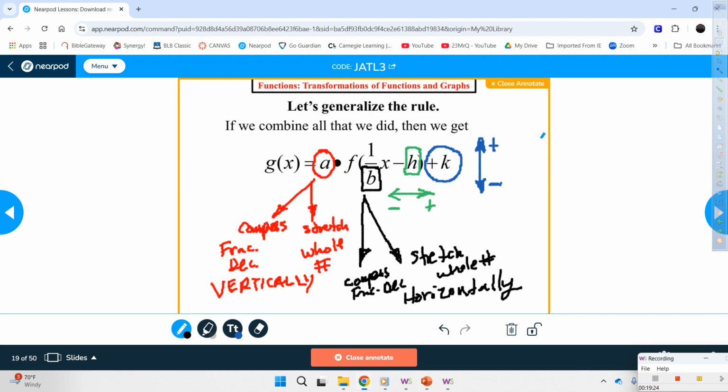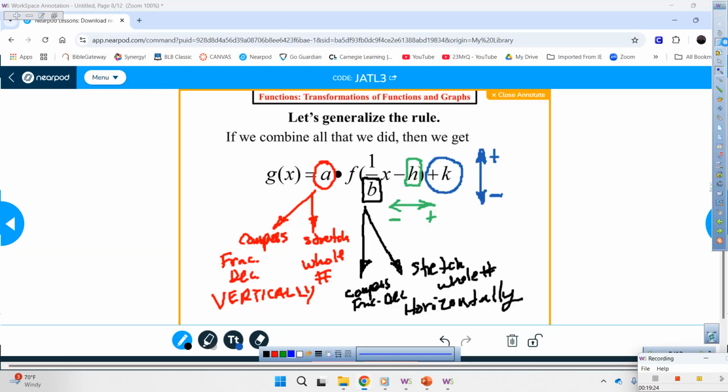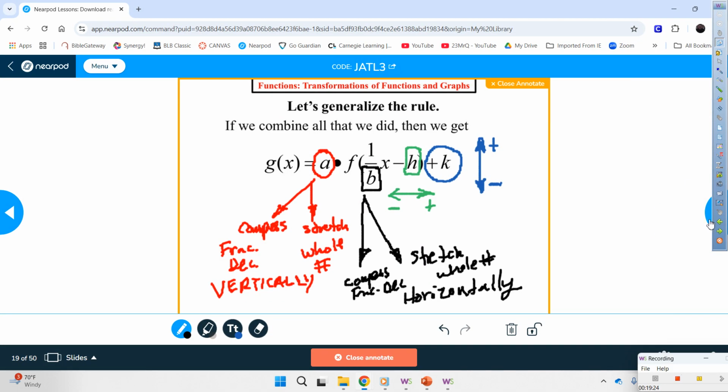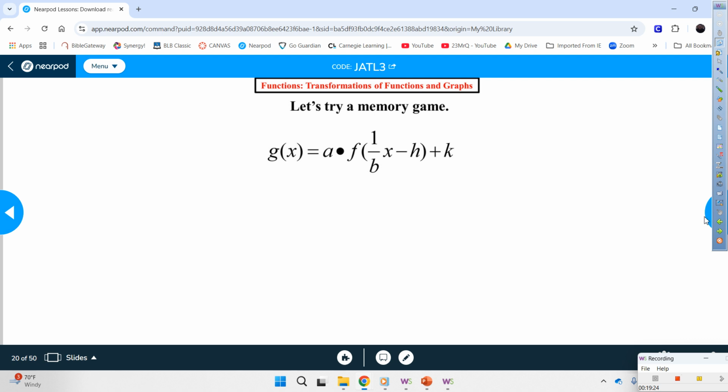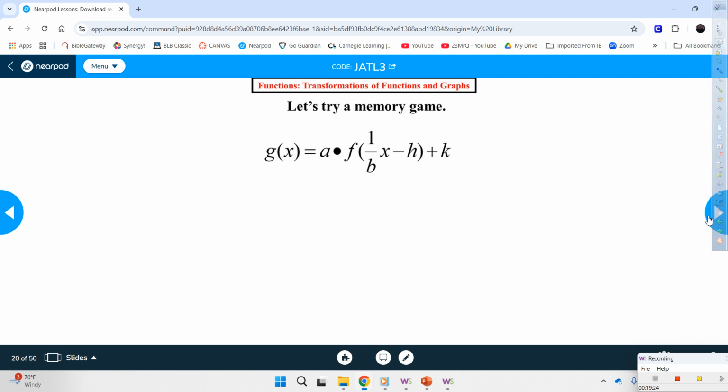With that said, now that we have all of them there, let's do a little memory game. Let's see how well you do. All right? Writing utensils down, you're going to be answering just on your screen. So you're going to be drawing on the screen. Here it goes.